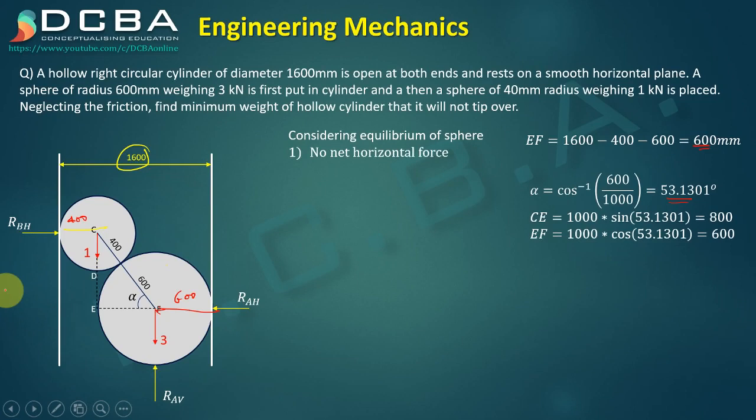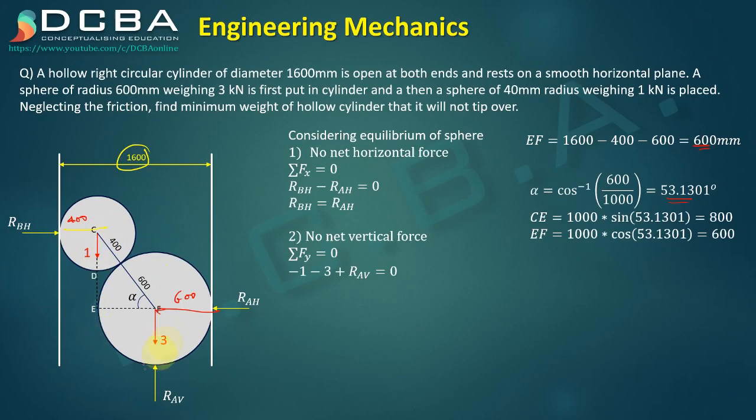The conditions of equilibrium are known. At horizontal force, summation Fx equals 0. RBH is acting in the right direction, minus RAH equals 0. So RBH is equal to RAH. This is one thing that we ascertain from here. Second is the net vertical force. So summation Fy equals 0. We get minus 1 minus 3 plus RAV equals 0, because the 1 and 3 are acting in the downward direction and RAV is acting in the upward direction. So RAV I directly get as 4 kilonewton.